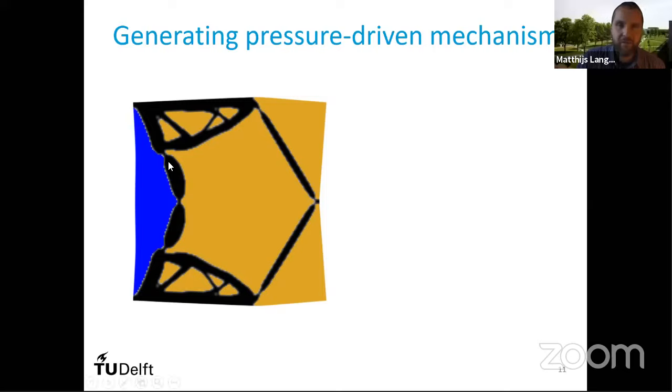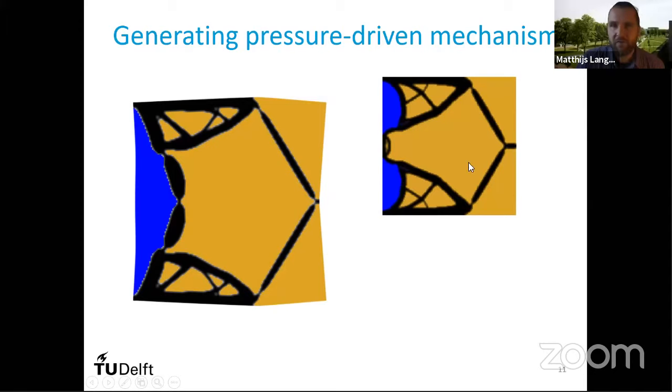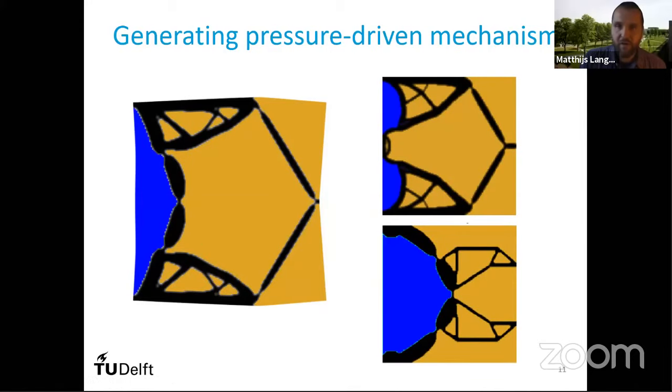Now, by playing around with settings such as the output stiffness, you can create different designs, for example, this one here. And please notice that the pressure loaded surface has now completely changed from this one. So that is part of the optimization process. The optimizer finds a suitable pressure loaded surface. And there are more variations that you can make. Here's an example of a gripper. There are more examples in the paper.